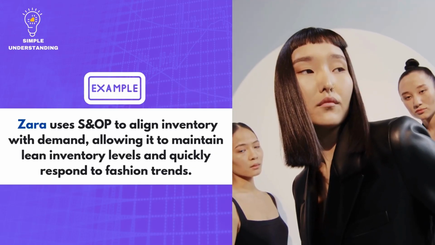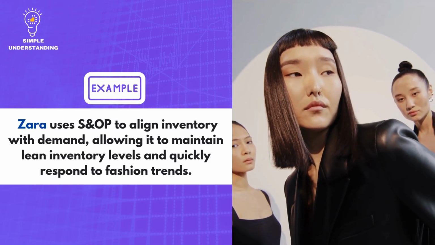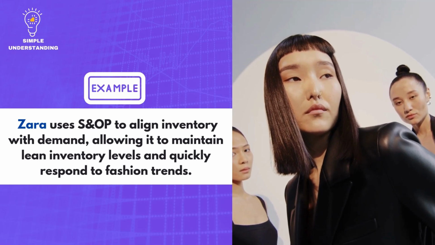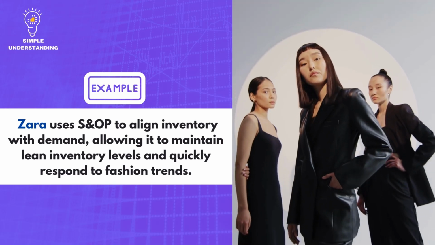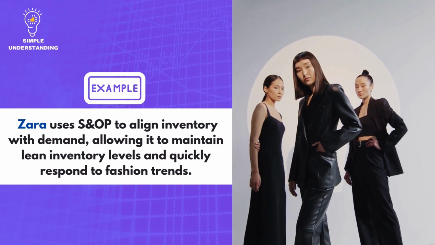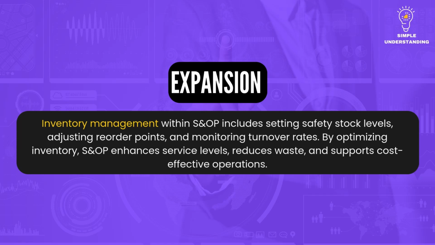Real company example. Zara uses S&OP to align inventory with demand, allowing it to maintain lean inventory levels and quickly respond to fashion trends. Expansion. Inventory management within S&OP includes setting safety stock levels, adjusting reorder points, and monitoring turnover rates. By optimizing inventory, S&OP enhances service levels, reduces waste, and supports cost-effective operations.